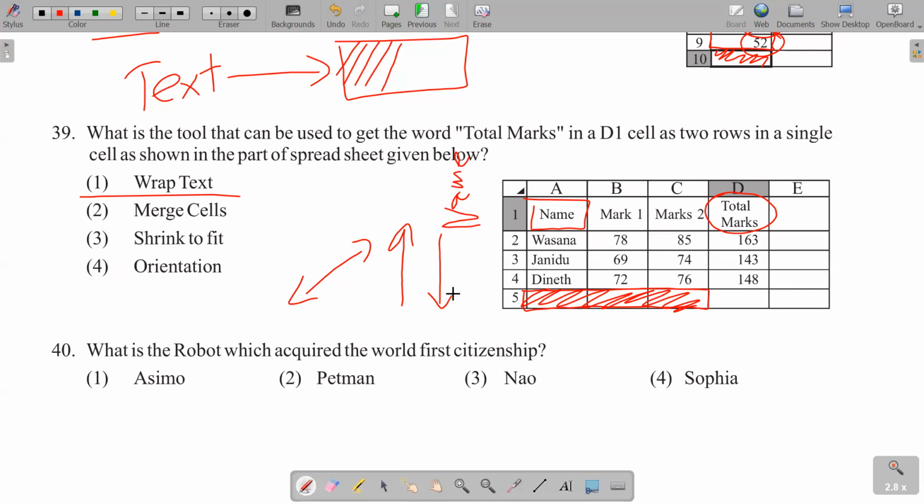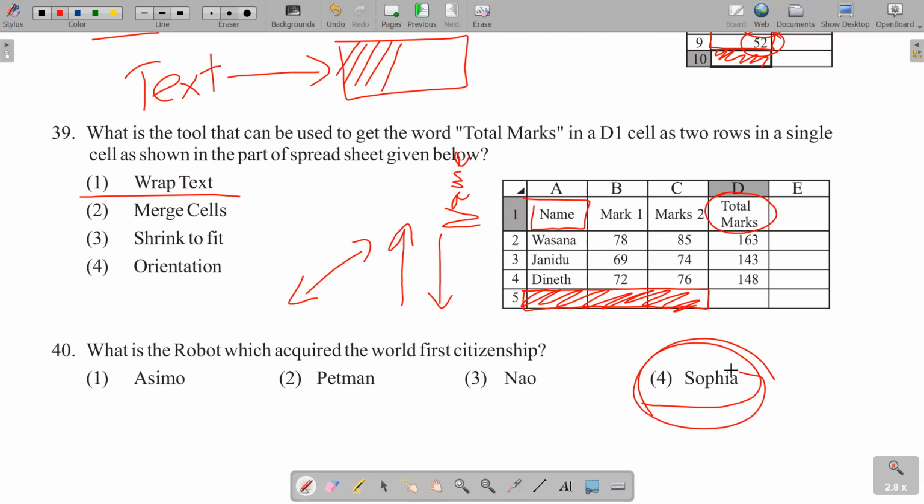And the last one, the 40th. It is asking what is the robot which acquired the world's first citizenship? So it's Sophia. She has the first citizenship and the world's first credit card for a robot. And she knows how to sing. She's one of the most advanced humanoid robots that you can find. So it goes with Sophia.